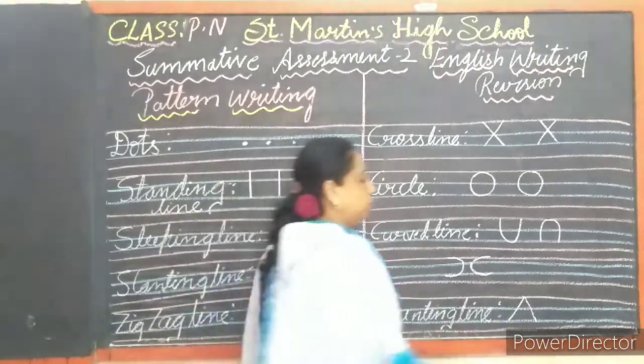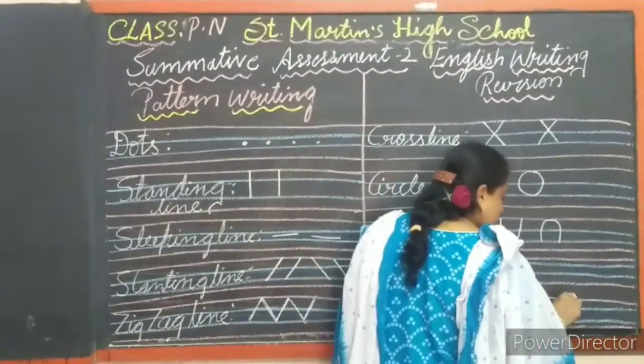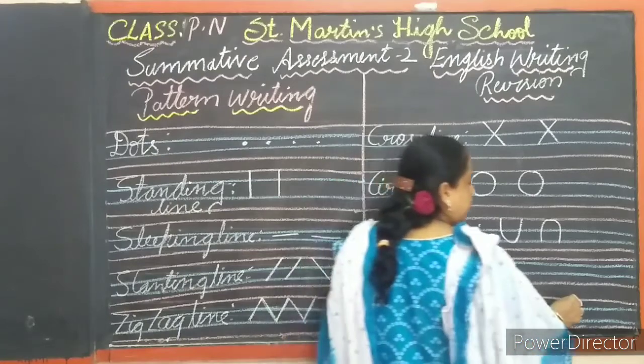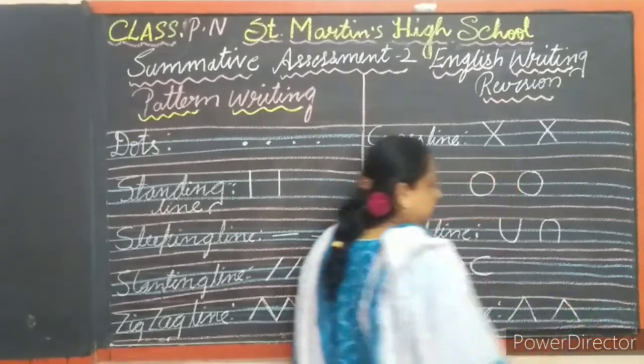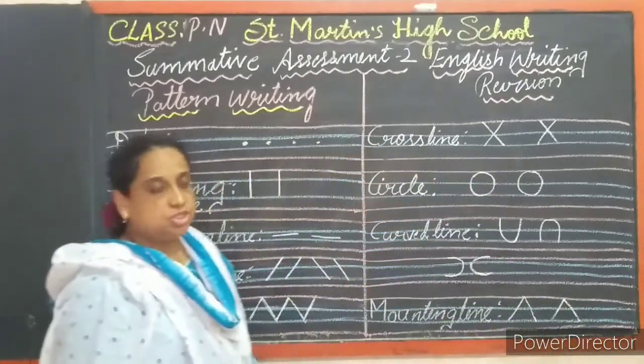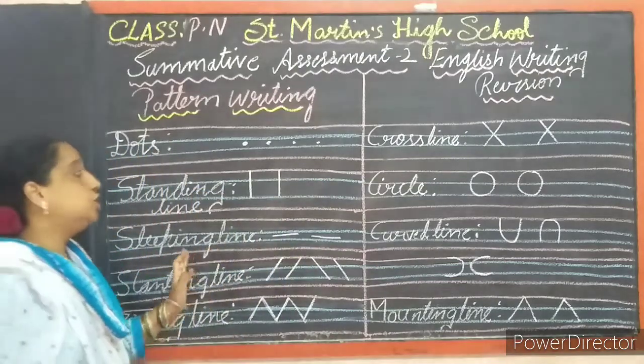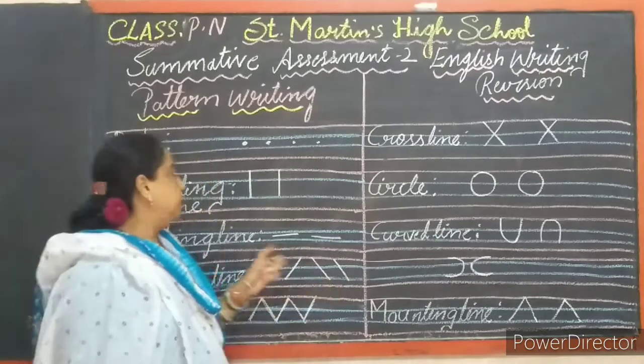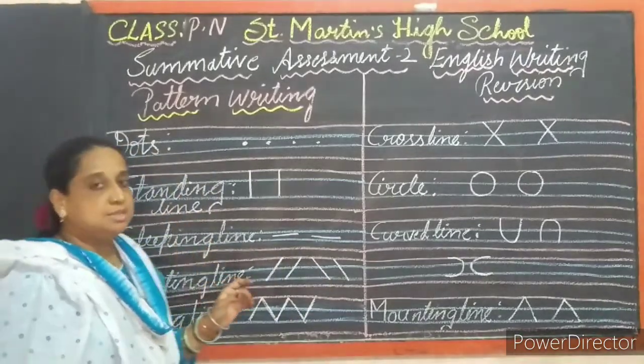Next, once again I am going to write the mountain line. Draw the slanting line from the top red line to the second blue line. Again one left slanting line makes the mountain line. Understood? Is easy, okay? Now you should revise for the summative assessment too. The pattern writing you should practice at home.